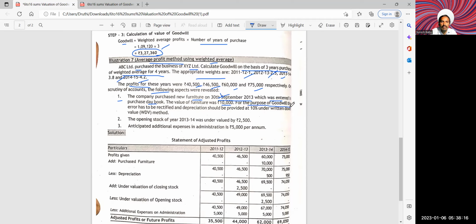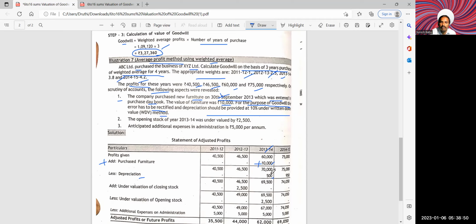For the purpose of goodwill, the error has to be rectified and depreciation should be provided at 10% under the written down value method. Written down value method and reducing value method are one and the same. So in 2013-14, 10,000 rupees is added. The mistake was made because profits were reduced, so now you are increasing 10,000 rupees. At the end of the year, what is to be done? 500 rupees.